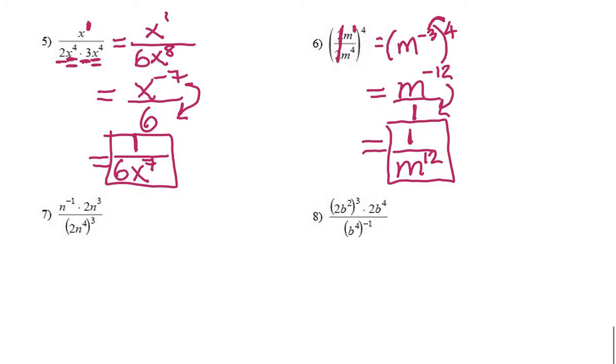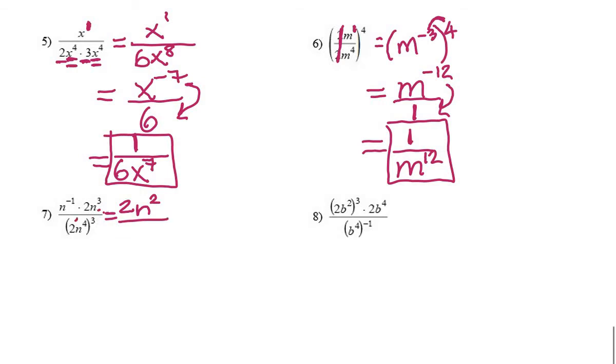Okay, so on number 7, I'm going to combine the numerators first, and then I'm going to work with the denominators separately before combining them. Okay, so n to the negative 1 times n cubed. I'm going to add these two exponents, negative 1 plus 3. So this 2 is just going to stay the same. Negative 1 plus 3 is 2, so that's n squared.